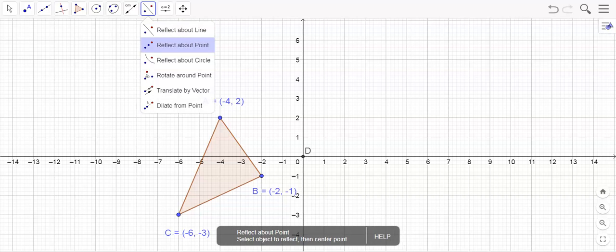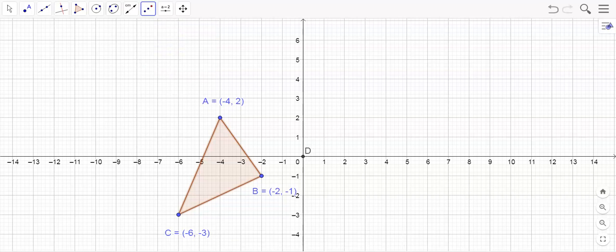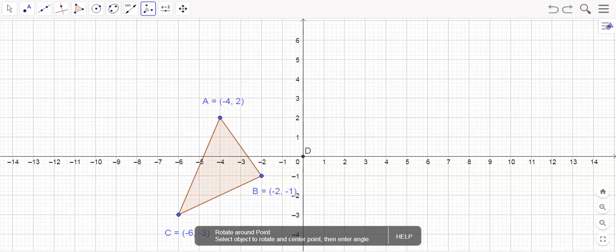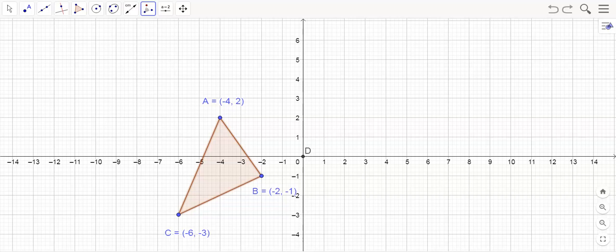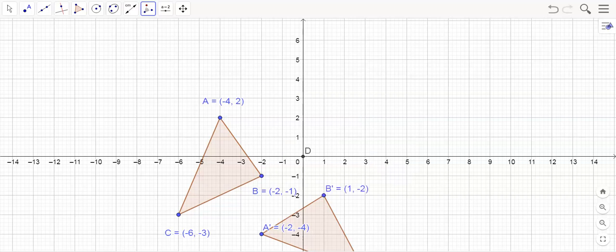So here we go. We want to rotate around a point. We need to select the object, and we need to select the point. And unfortunately, why did it do it 90 degrees? I want to tell you how many degrees I want you to do it. So rotate, oh, I did reflect. Rotate around a point. Rotate U around U 90 degrees counterclockwise because that's positive. Okay?